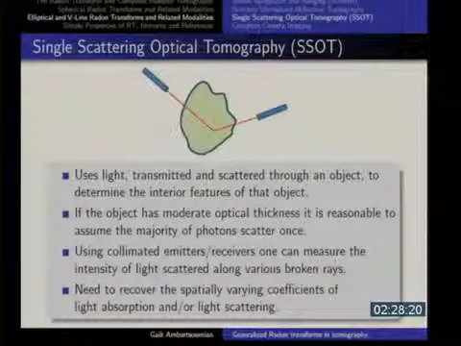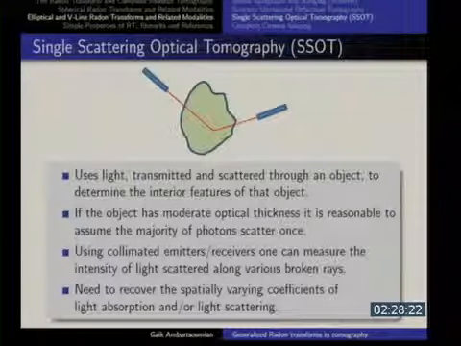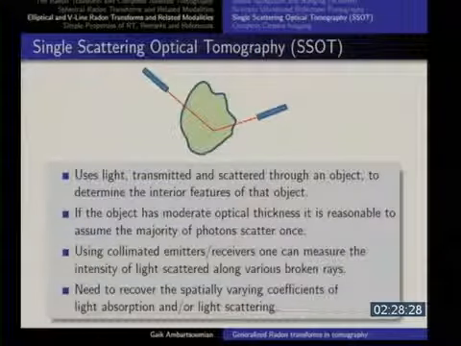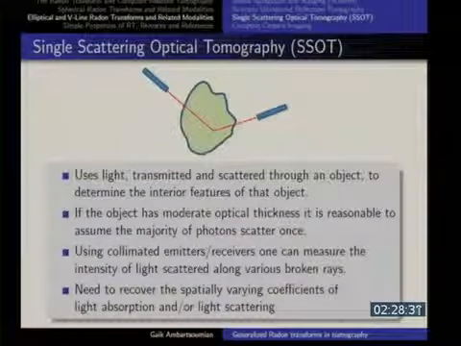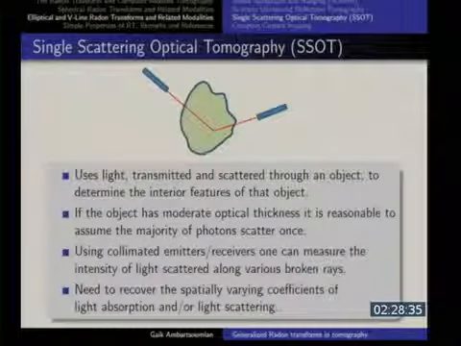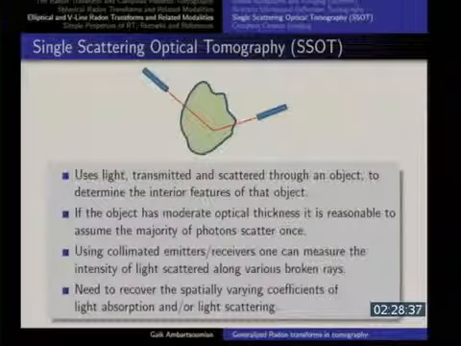So here's what the assumptions are. I'm again trying to image the interior of the object. We're going to use light. The light would either be transmitted, that flies through, or scattered, and if it's scattered, only once. Low optical thickness, the majority of photons scatter once. We're going to use collimated emitters and receivers.